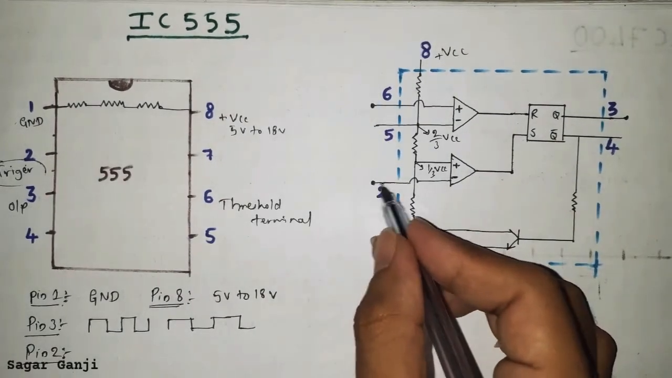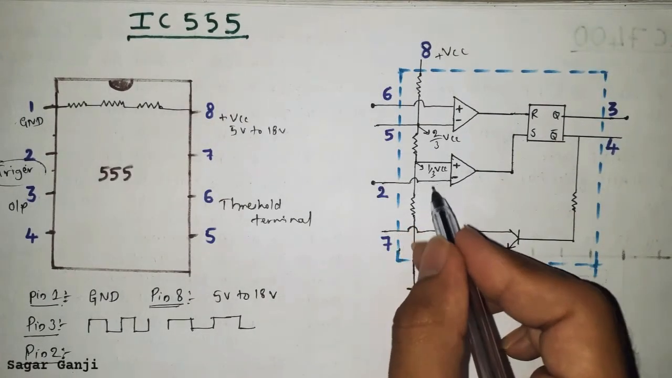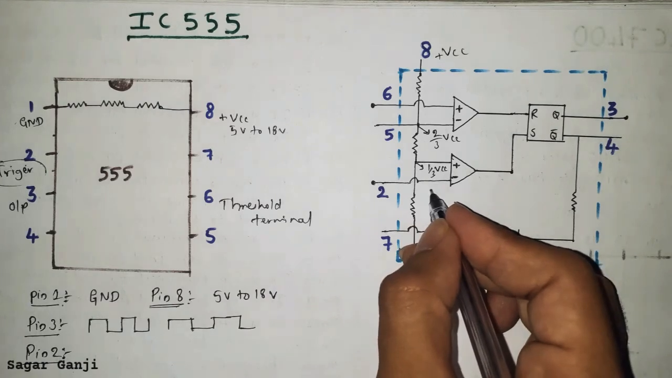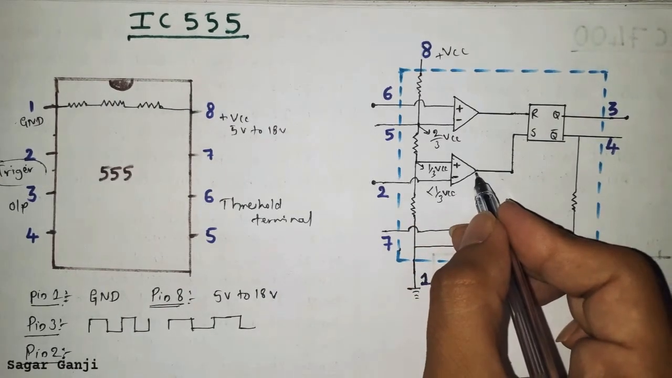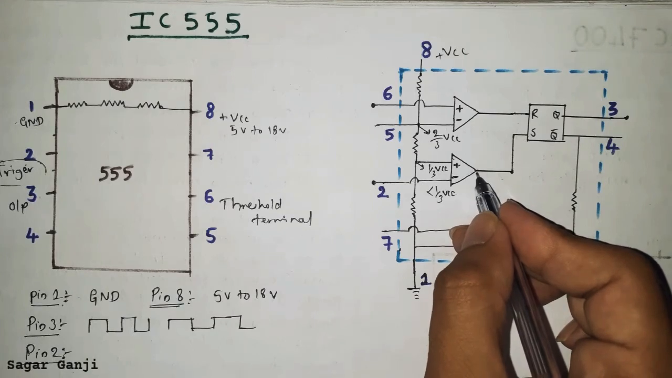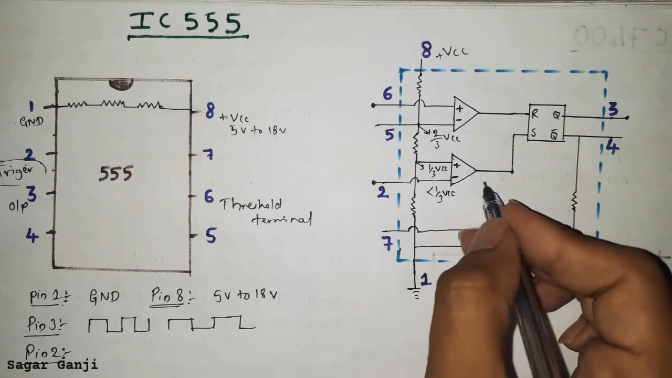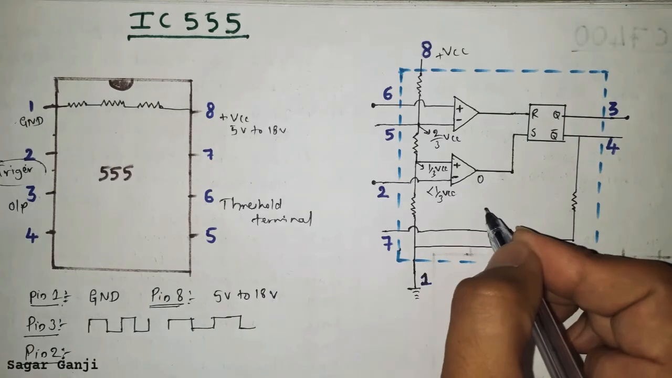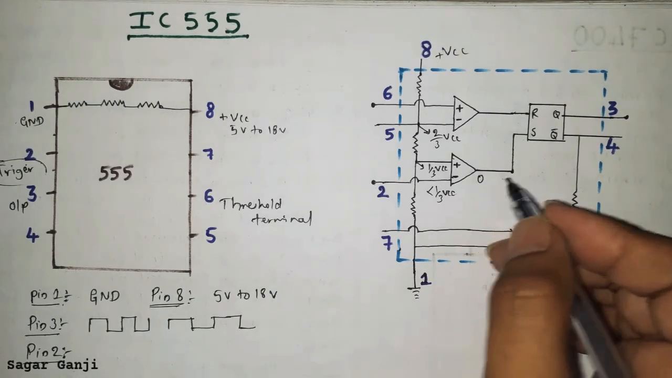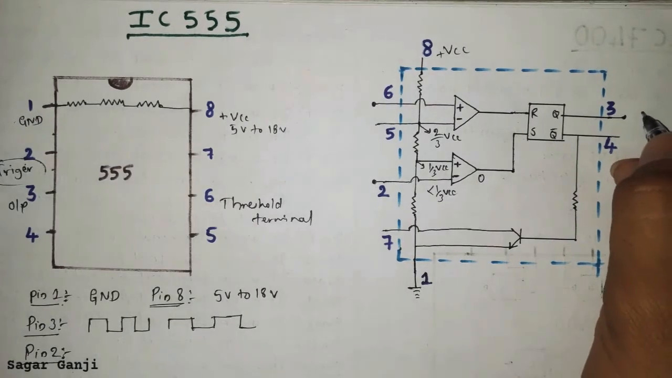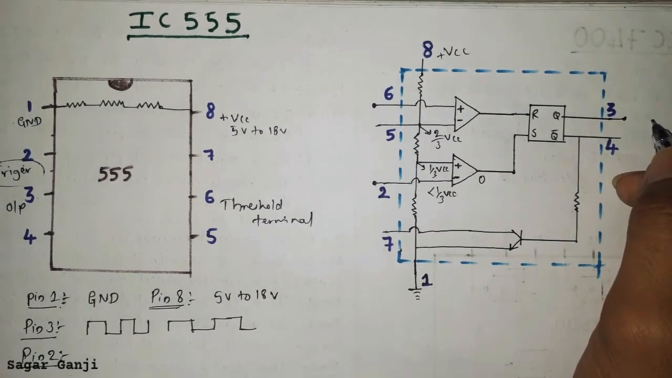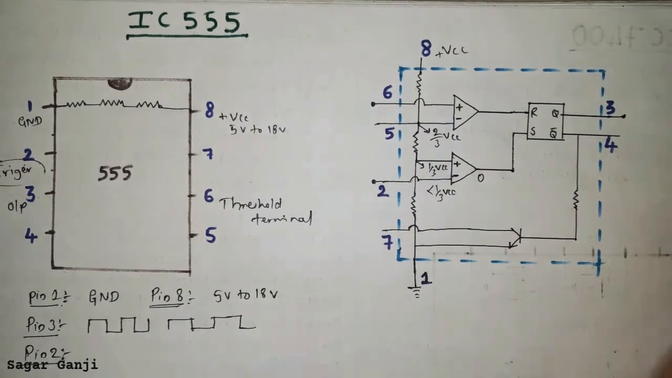When the voltage at pin number 2 is less than 1 by 3 VCC, then the comparator will give a negative output. That means it will give 0 logic output, so that the output at pin number 3 will be high. Let us see that in detail afterwards while we are studying the astable multivibrator using IC555.